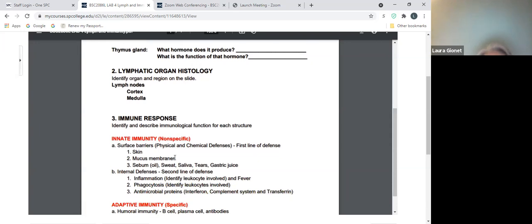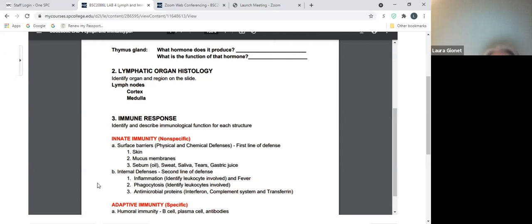mucous membranes, because those are found in the digestive and respiratory systems, as well as parts of the reproductive systems too. In skin we have sweat glands and oil glands. We produce saliva in the mouth, tears in the eyes. We have hydrochloric acid released from the stomach that kills organisms. Right? Those are all the first line of defense. And then we have internal defenses, inflammation.